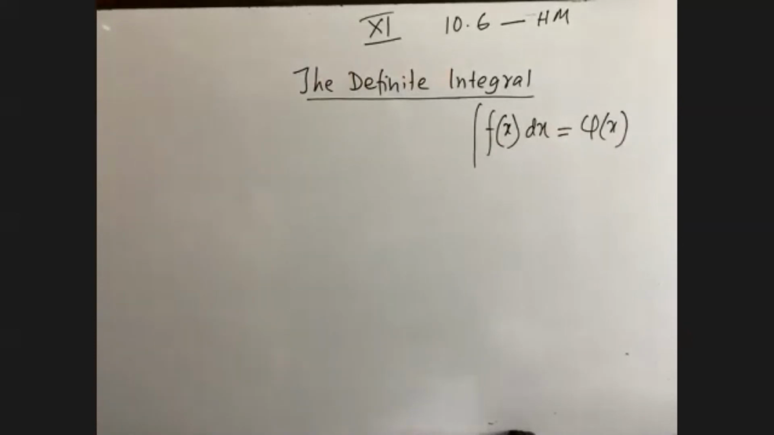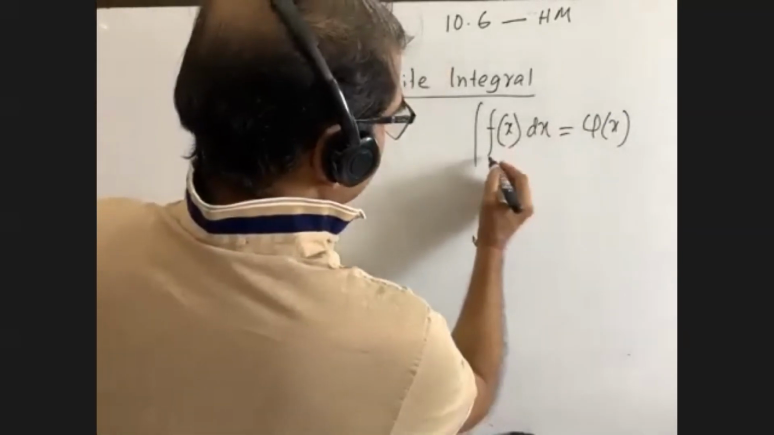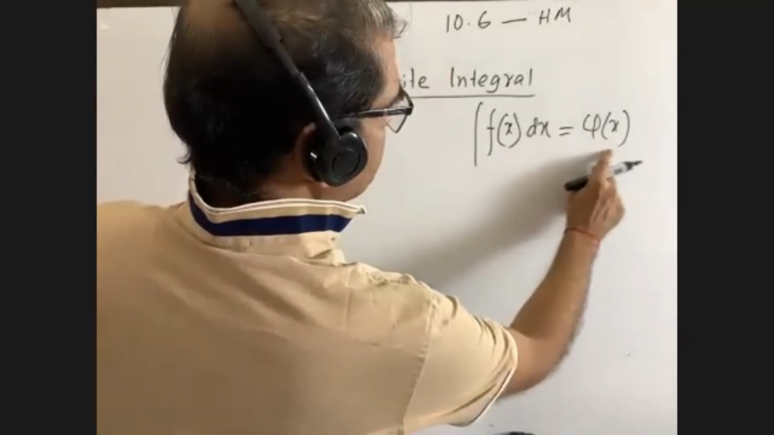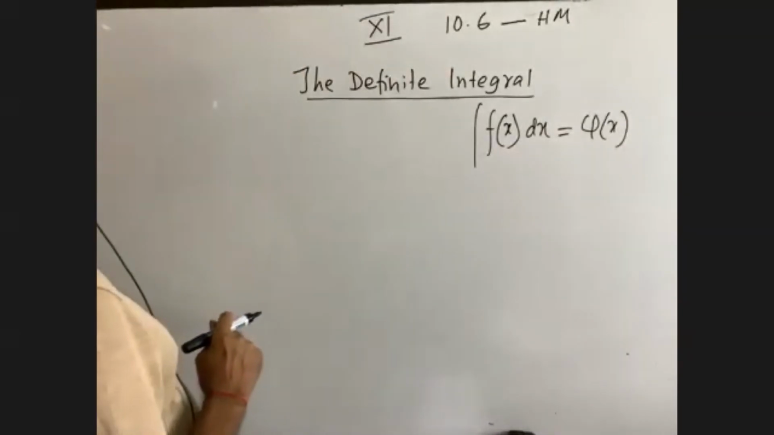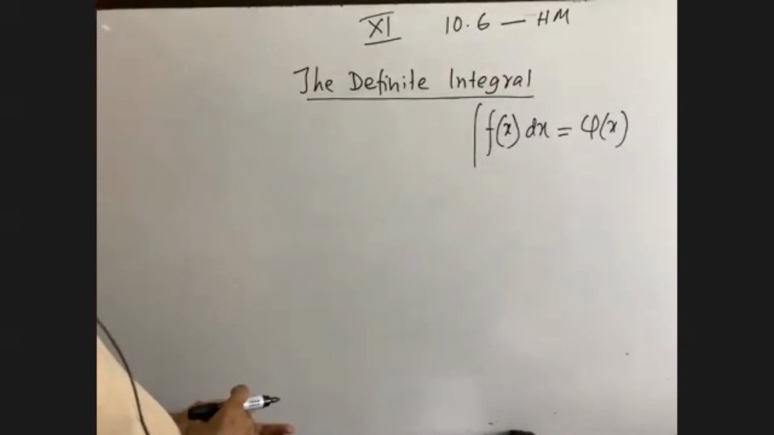Understand, this is known as phi x. This is indefinite, and suppose it is definite. Please try to understand. It is indefinite and suppose it is definite. Now, what is happening here?